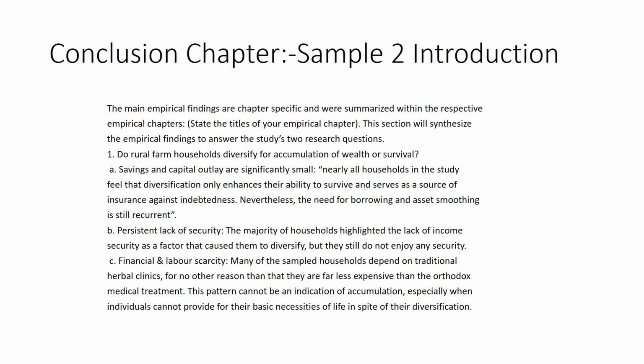And C, financial and labor scarcity. Many of the sampled households depend on traditional herbal clinics for no other reason than that they are far less expensive than orthodox medical treatment. This pattern cannot be an indication of accumulation, especially when individuals cannot provide for their basic necessities of life in spite of their diversification. So here we've had two examples of conclusion chapters.